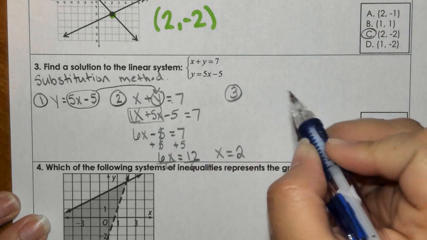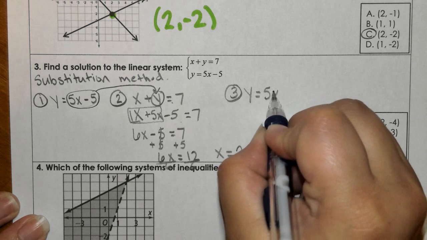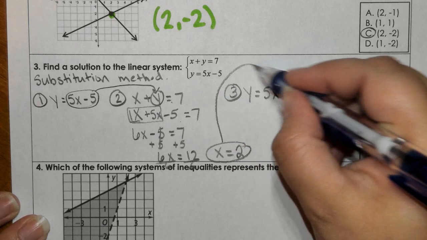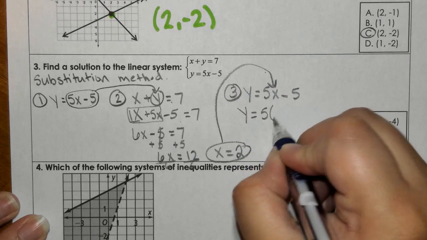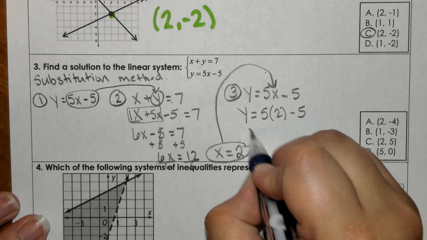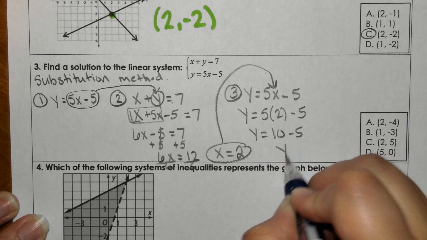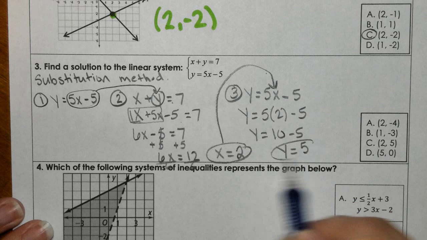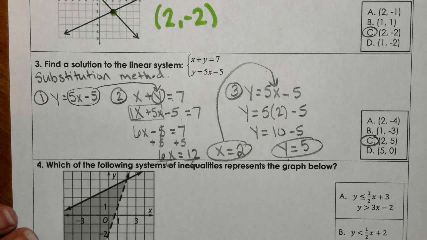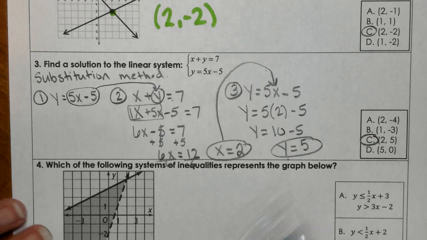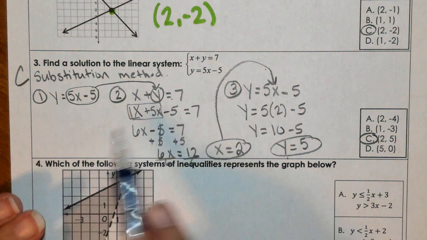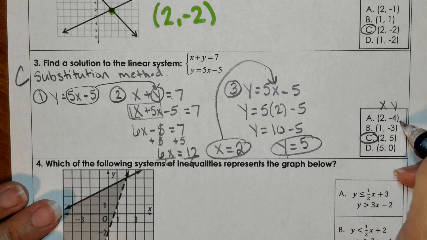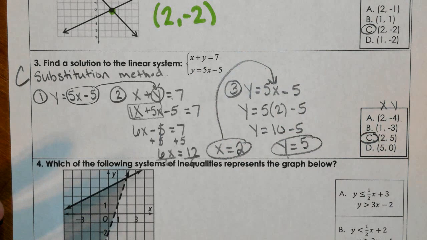But step 3 says you go back to step 1. You plug x in right here. So 5 times 2 minus 5. So 10 minus 5 is 5. Oh, nope, I'm sorry, we have another 2 right here. So y is 5. So it looks like we got C again. So 2, 5. But again, if this is not working for you, if you don't remember these steps, you can just take each point, x and y, and plug it into the problem to see which one works.